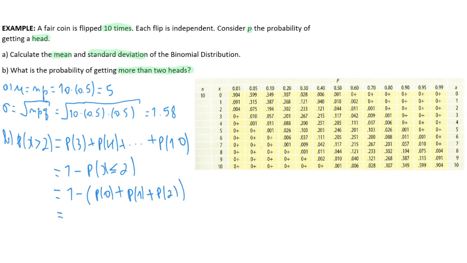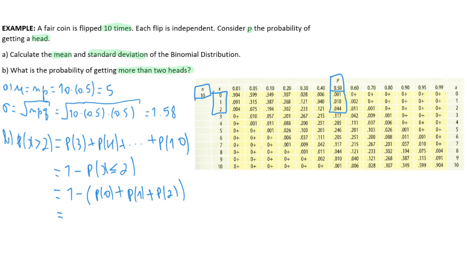Now we need to look at the table. I have my probability here, it is 0.5. I have 10 trials, my n is 10, and I'm going to use the values of x, 0, 1, and 2. So I'm going to use these values here.